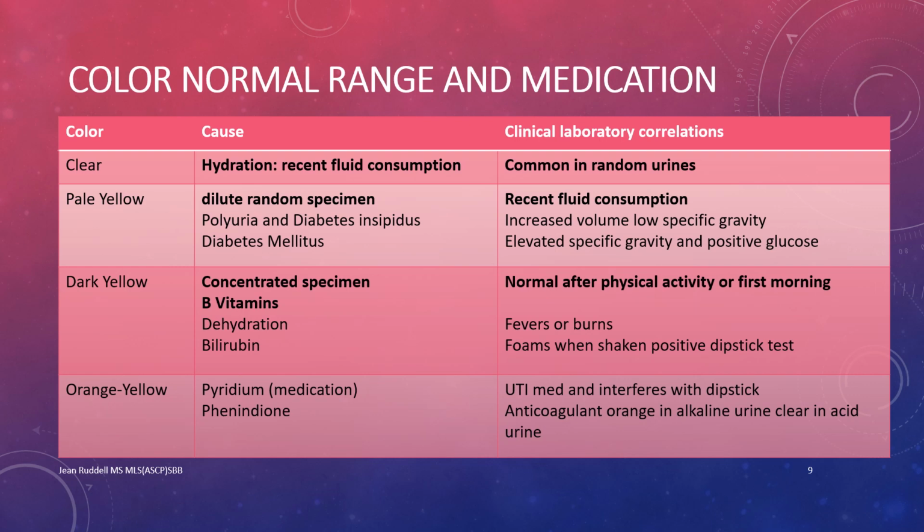A dark yellow is seen in concentrated specimens after strenuous exercise or the first morning specimen. B vitamins can cause the urine to be dark yellow. Dehydration due to a fever or burns will darken the urine. Bilirubin can also cause a dark urine and will foam when shaken. A striking orange-yellow can be caused by the medication pyridium used for a UTI, and it can interfere with the dipstick test.